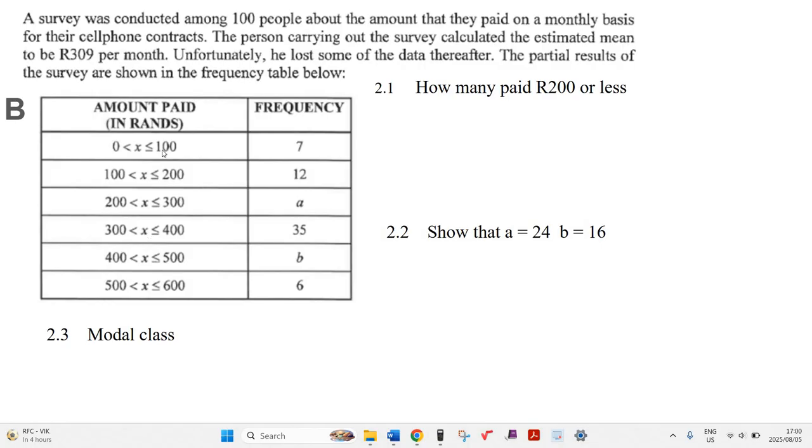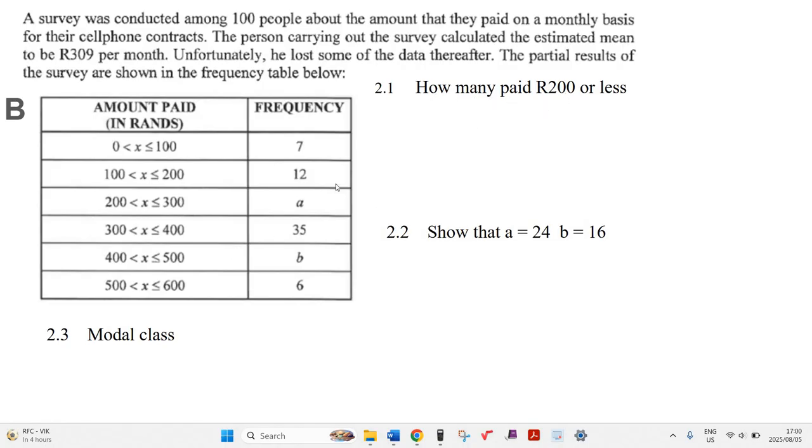There are 100 people. These all add up to 100. It says there are 100 people, and we know that they paid a certain amount for their cell phone. The estimated mean, when you do the estimated mean, is 309 rand. But to be able to do this question 2.2, you really have to understand estimated mean. But let's just look at the first one.